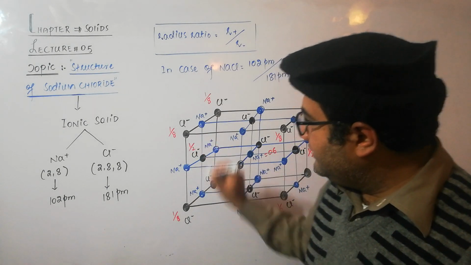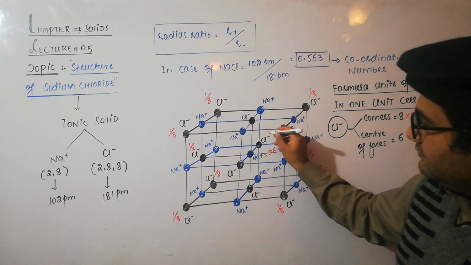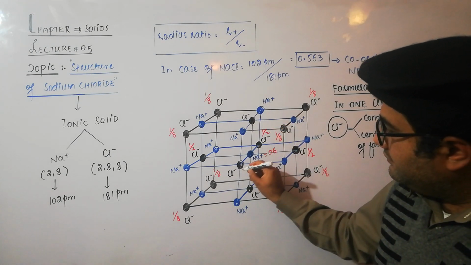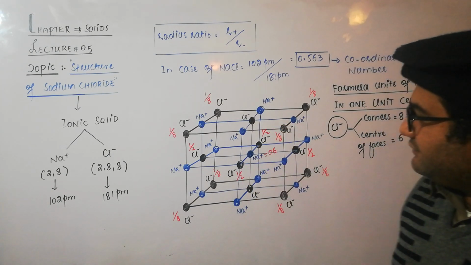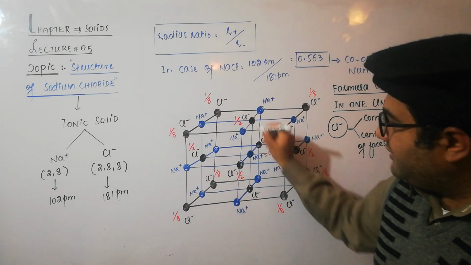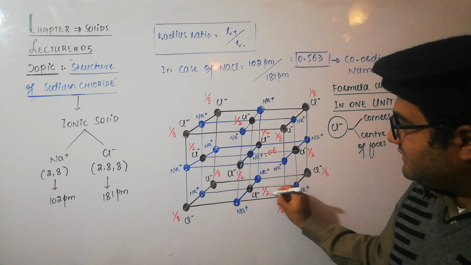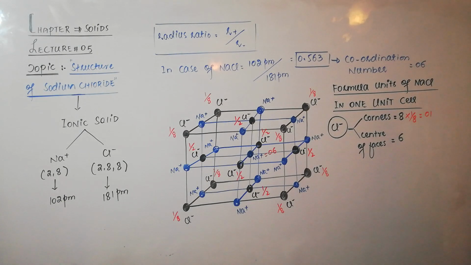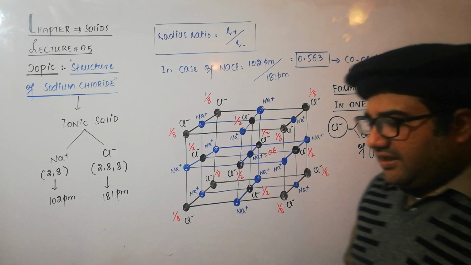Similarly, it is 1 by 2. This chloride ion is 1 by 2. This is also 1 by 2. This is present at the center of the face, 1 by 2, and this one is also present at the center of the face, 1 by 2.